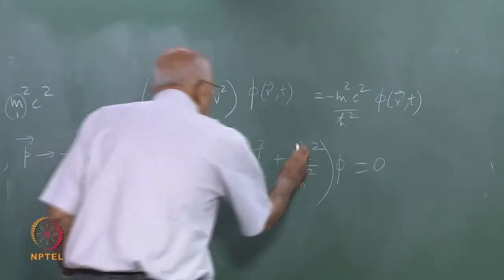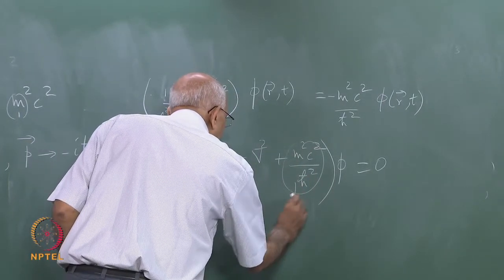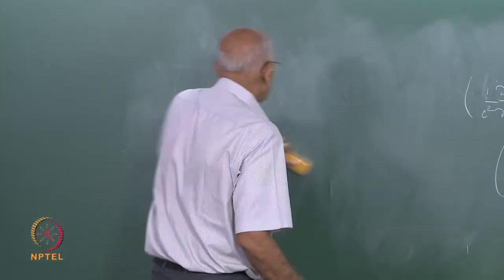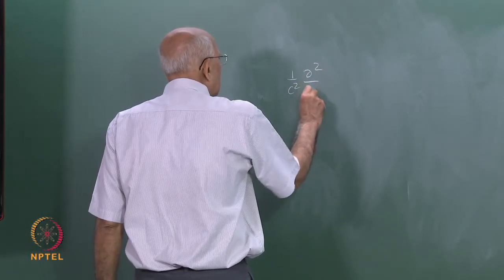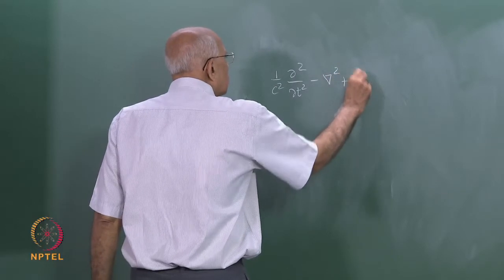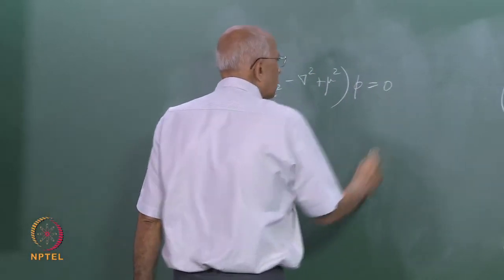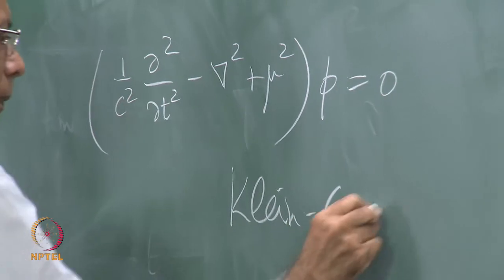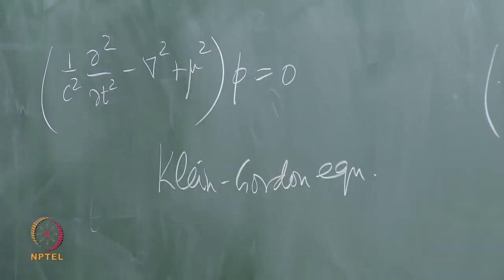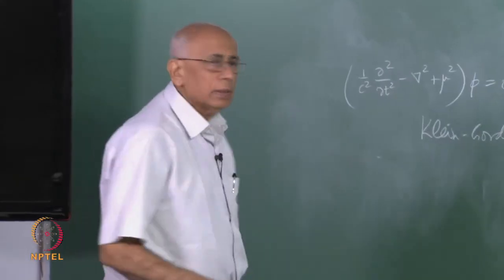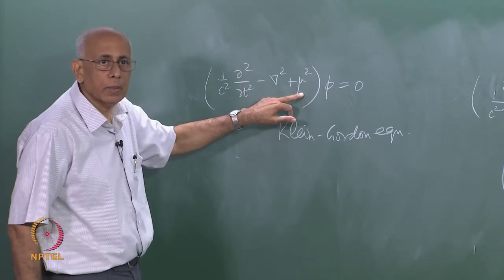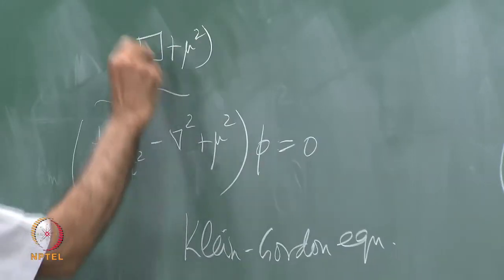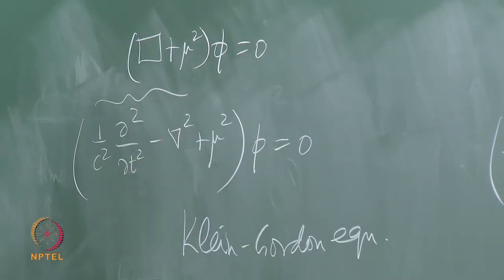So let us give this some name, let us call this mu squared, okay. And then you have this equation, which is 1 over c squared d2 over dt2 minus del squared plus mu squared acting on phi equal to 0. This equation is called the Klein-Gordon equation. It goes one beyond the wave equation and gives you an extra term out here, okay. Now of course this portion alone is the box operator, so really what you have is box plus mu squared acting on phi equal to 0.